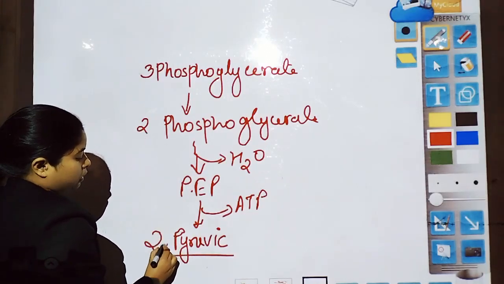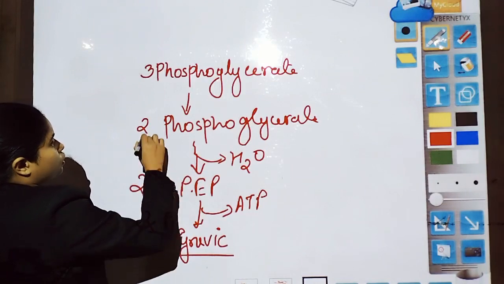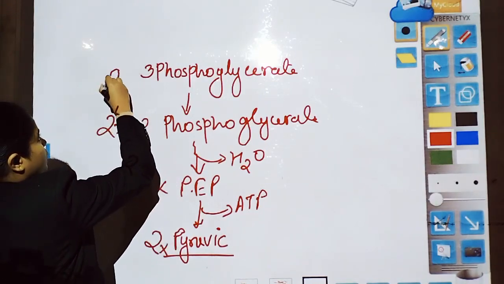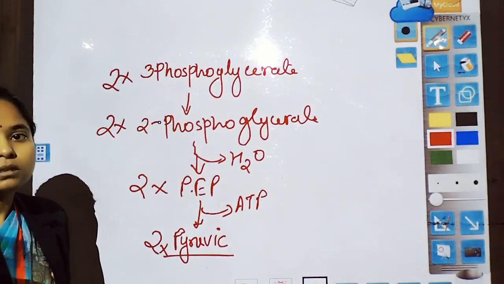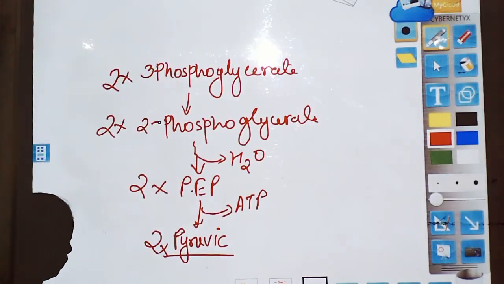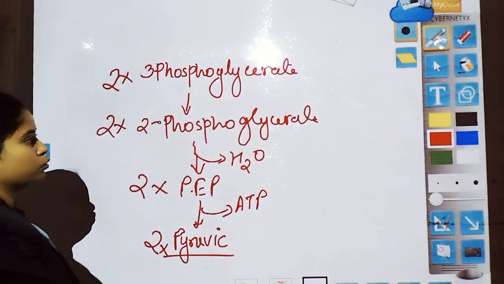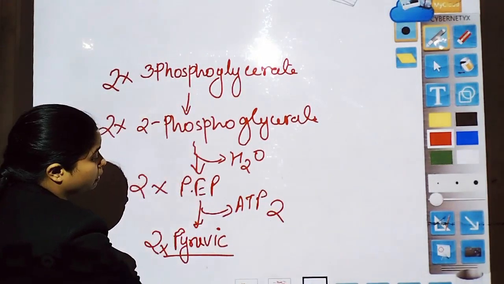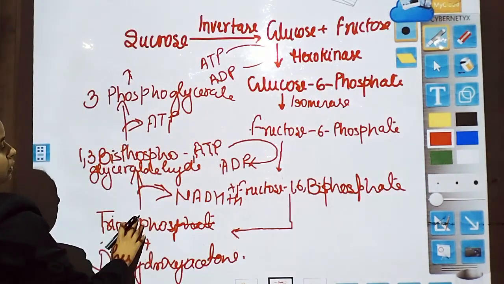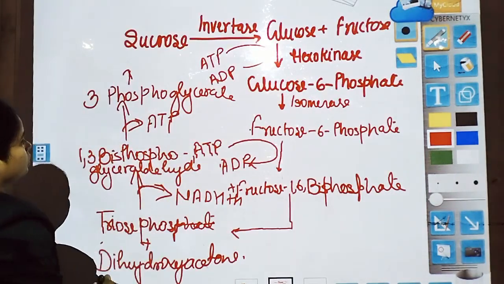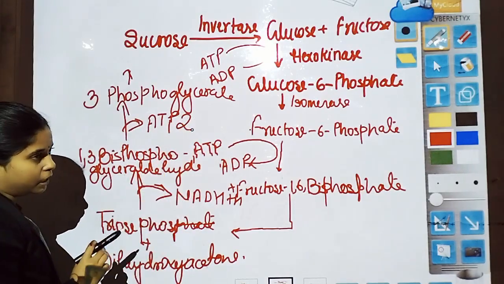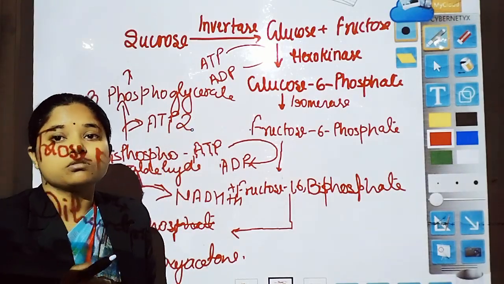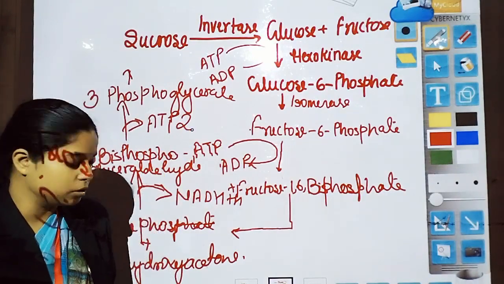Here the molecules are two in number. Here again two molecules of these compounds will form in the glycolysis process. That's why 2 ATP are released in this step and 2 ATP are released in this step also, 2 ATP again. So that's why we are calculating 4 ATP molecules synthesized or released during the glycolysis process.